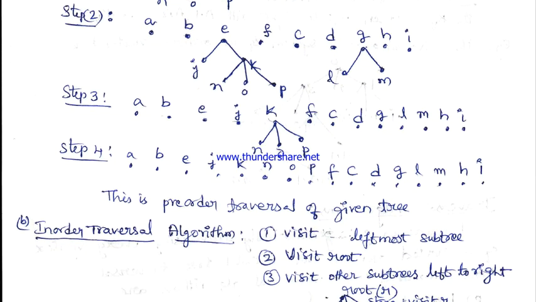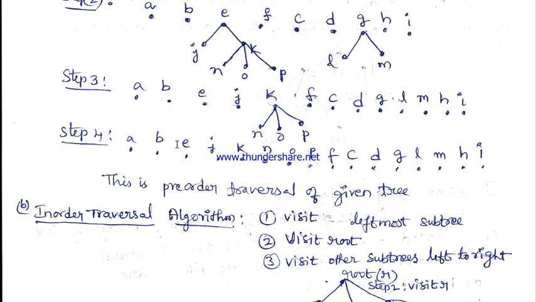Now, moving on to step 4, after visiting A, B, E, J, to visit the subtree at K, first K is visited, then N, O, P have to be visited, followed by the vertices F, C, D, G, L, M, H, I. So as shown in step 4, this is the order in which the vertices of the given ordered rooted tree are visited by the given algorithm.